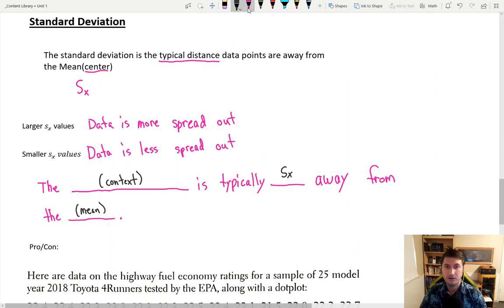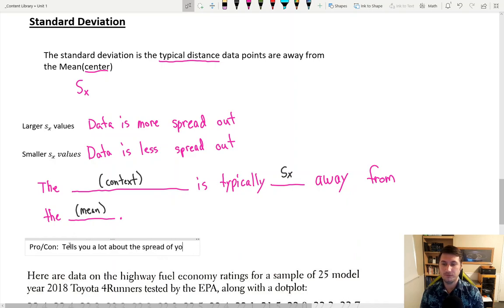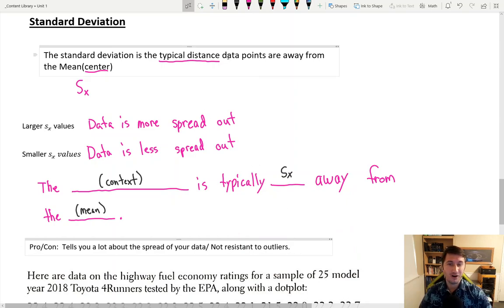All right, the pros and the cons of this. The pro, it's a very important number that tells you a lot about your data. It tells you a lot about the spread of your data, which is amazing. The con is it is not resistant to outliers. So just like the range, the standard deviation is not resistant to outliers. Because you are finding the typical distance of all data points away from the mean, you're also factoring in the distance of outliers, the ones really far away from the mean, and that can skew the standard deviation and make it look bigger than maybe the data actually is. So it is not resistant to outliers.